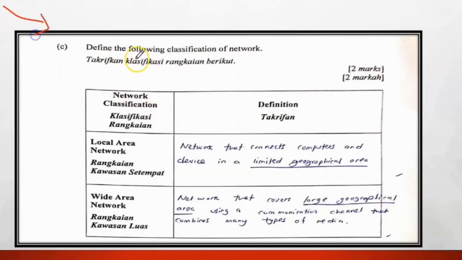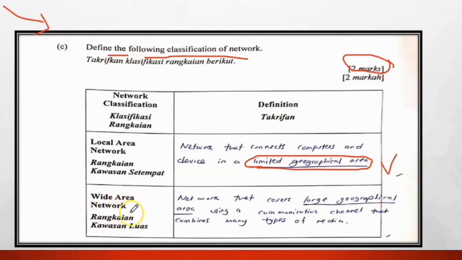Okay, if you see this is the example past year question: define the following classification of network. Okay, we have 2 marks. Local area network, LAN: network that connects computers and devices in limited geographical area. So you must write limited geographical area. Mark. Wide area network: network that covers a large geographical area using a communication channel that combines many types of media. So make sure you write this keyword, large geographical area.